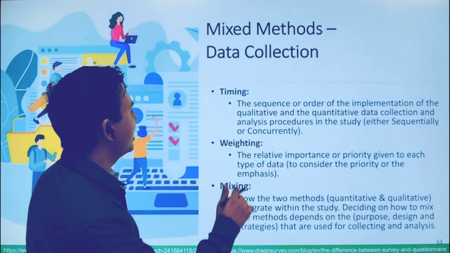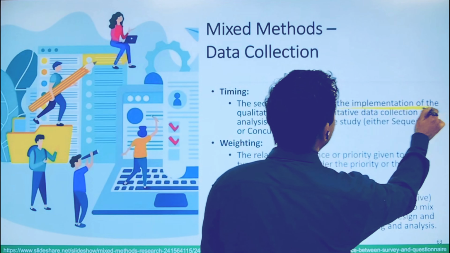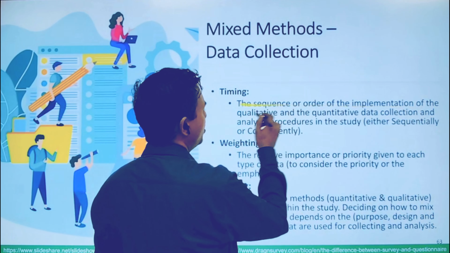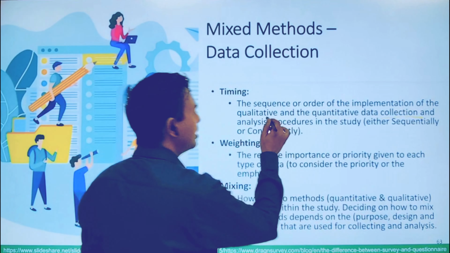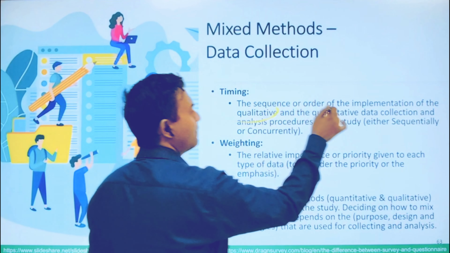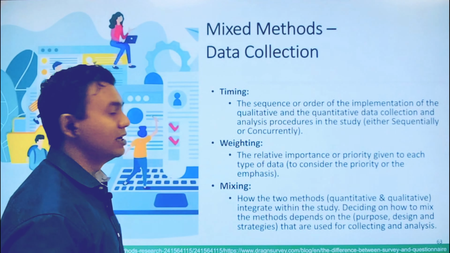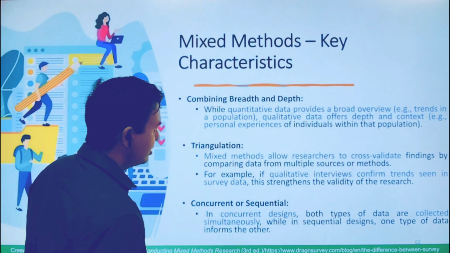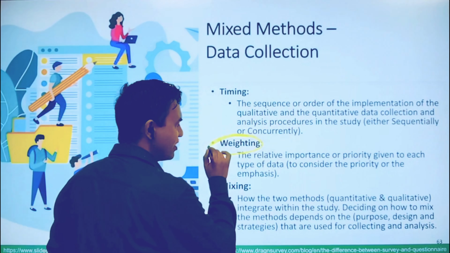Mixed methods of data collection, such as, let's say, timing, the sequence or the order of the implementation could be, let's say, qualitative and then the quantitative data collection. So you do the qualitative survey first, then you do the quantitative data collection, correct? Timing, sequential. It's sequential. Here you do together. Here it is sequential. You can have different weight factors also.